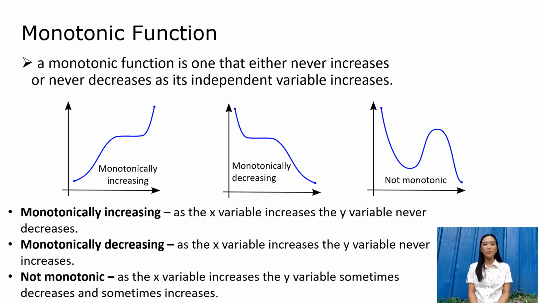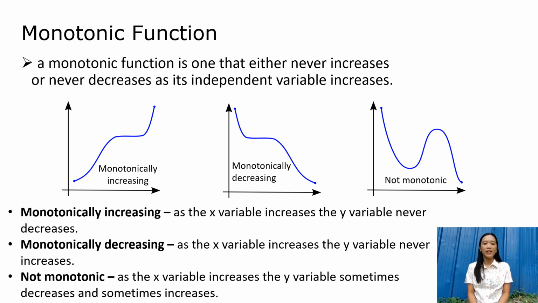To understand Spearman correlation, it is necessary to know what a monotonic function is. A monotonic function is one that either never increases or never decreases as its independent variable increases.